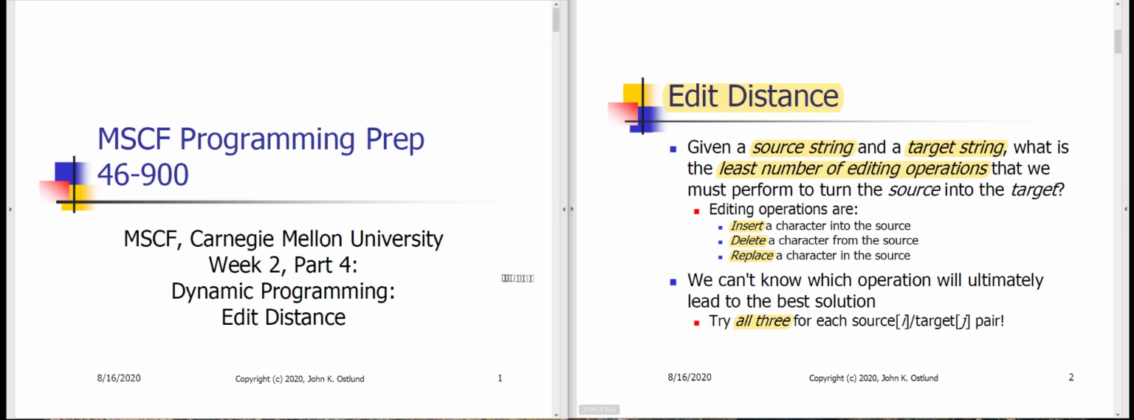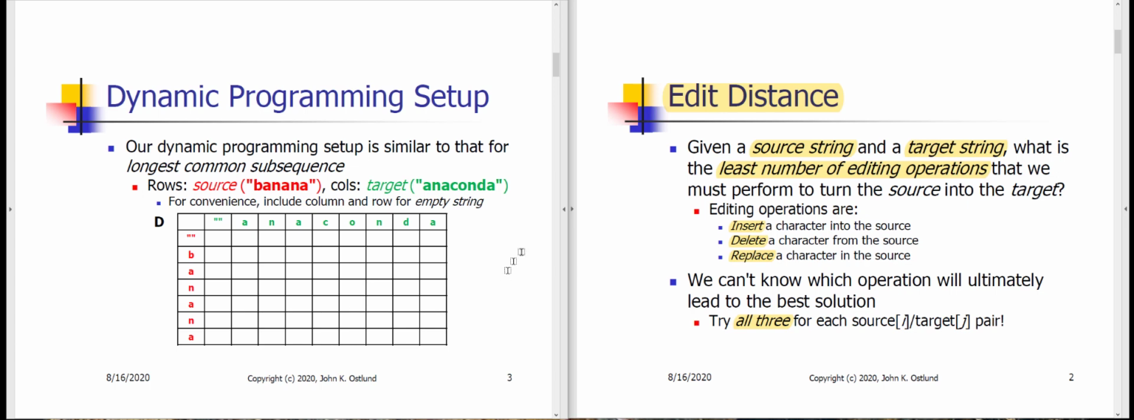Okay? The setup for this, without getting into the whole recursive setup and so on, is going to end up being very similar to the longest common subsequence problem that we looked at previously. We're going to have an array of cells with the target string. I'm putting the target string at the top, and the source string, so the target string is for the columns and the source string is for the rows.